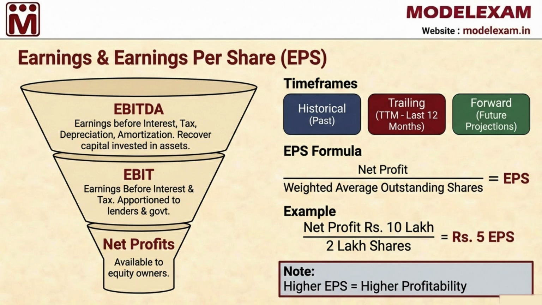Now, let's talk about earnings and earnings per share or EPS. You can visualize earnings as a funnel. At the top, we have EBITDA, which is earnings before interest, tax, depreciation and amortization. Below that is EBIT, where we have accounted for depreciation. Finally, at the bottom, we have net profits, which is what is available to equity owners.